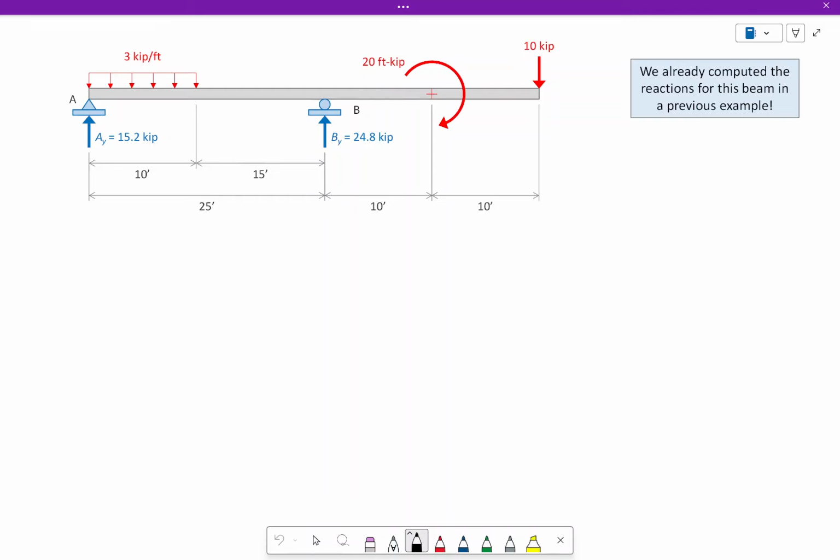Okay. Everybody with me so far? Okay. So we're going to start off with our shear diagram.